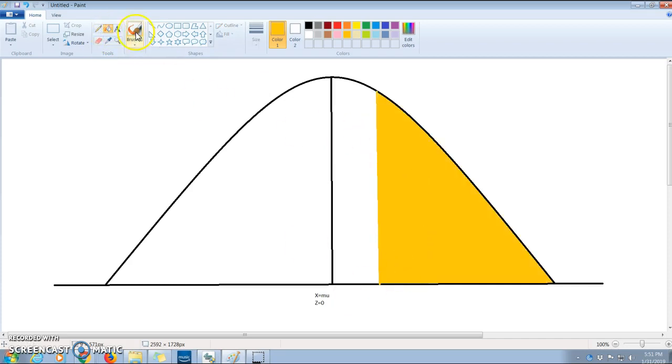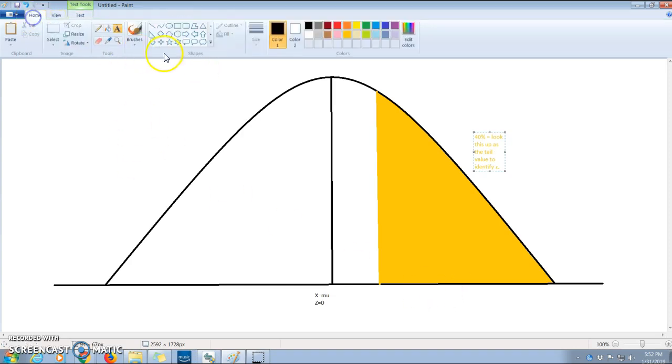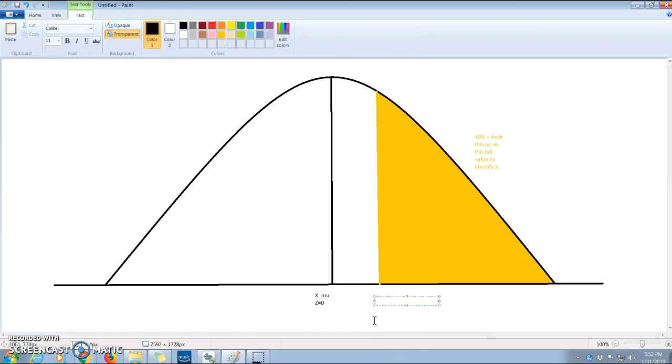over here represents, say, I don't know, what does that look like to you guys? Say that percentage is like the top 40% of the curve, right? Then you can use the z-table in the back of your book to find out that 40% of the curve equates to a z-score of about 0.25. The way that you get that is you just look this up as the tail value to identify what the z-value is. So when you do that, you find out that the z-value is 0.25. Of course, it's positive because I'm on the positive side of the mean.